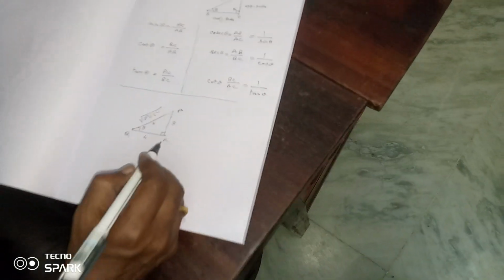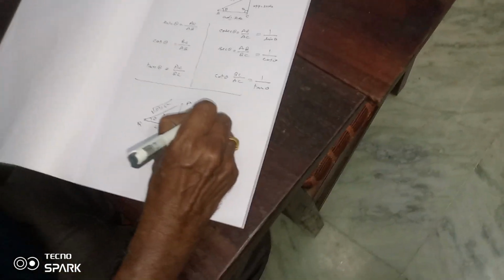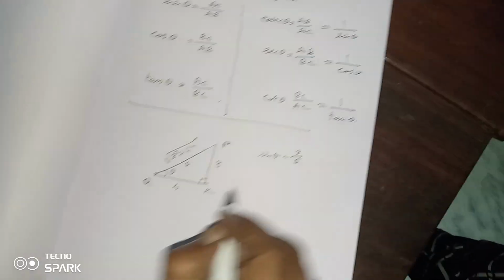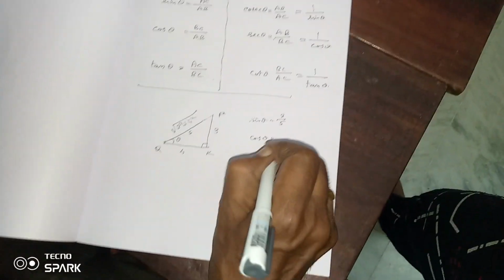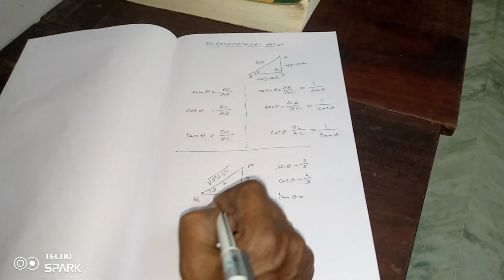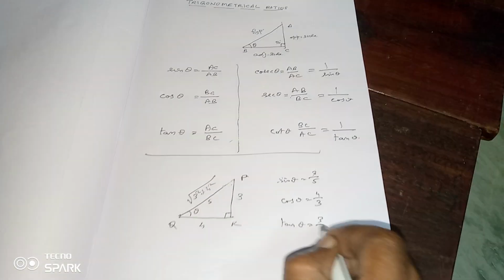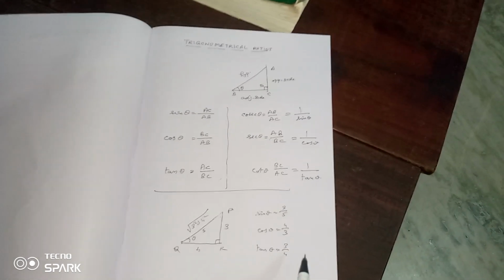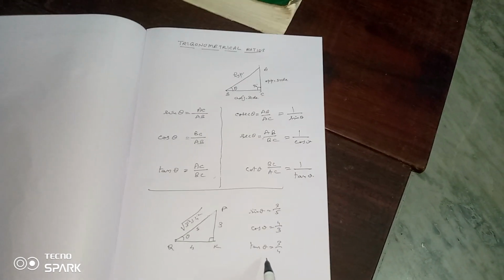Now you write sin theta. What is sin theta? Opposite side by hypotenuse, 3 by 5. Cos theta, adjacent side by hypotenuse, 4 by 5. Tan theta, opposite side by adjacent side, 3 by 4. So we have written sin theta, cos theta and tan theta.